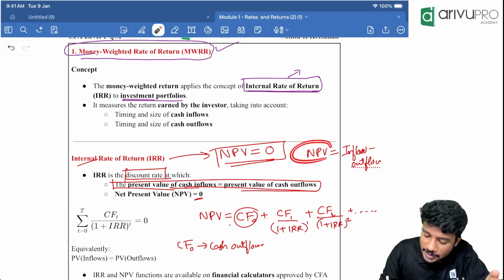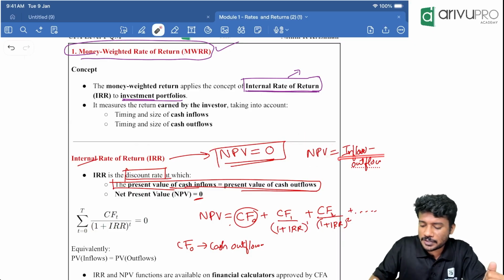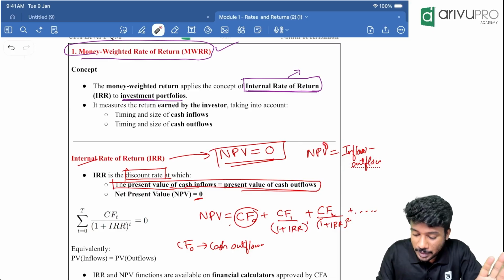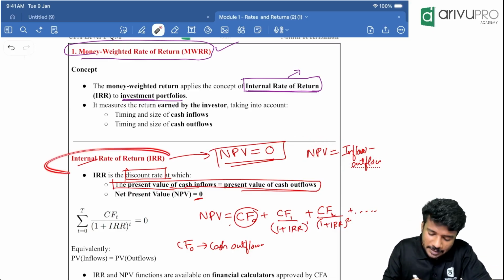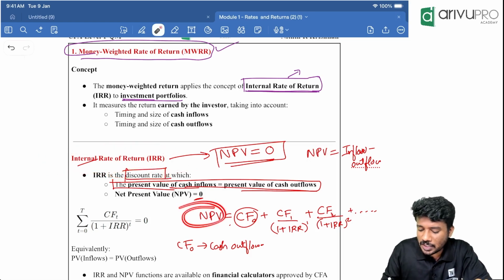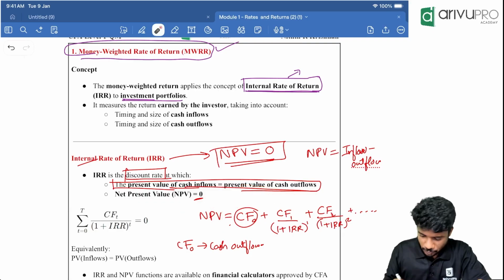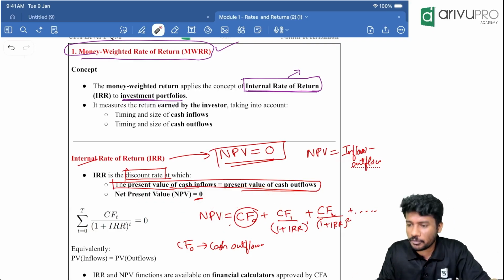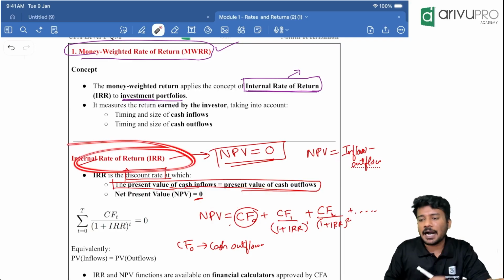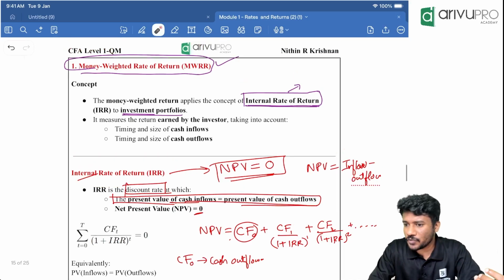First of all, what is net present value? Net present value is nothing but inflow PV, that means present value of inflow minus present value of outflow is nothing but NPV. So what is internal rate of return? It is the discount rate at which NPV is equal to what? 0. So we can say that inflow is equal to outflow at what position? Inflow is equal to outflow at our IRR. So that was the thing we discussed.